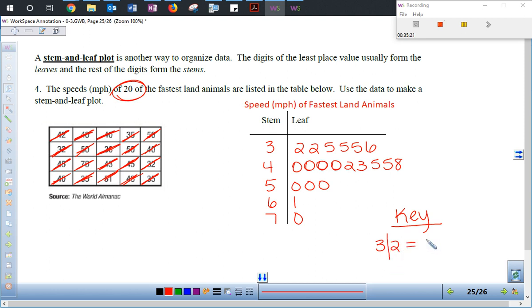equals 32. That means I can come down here and look at it and say, okay, I've got a stem over here and a leaf over here. 3 bar 2 is actually 32. And that's going to help whoever reads your stem and leaf plot decipher how fast these animals are actually going.